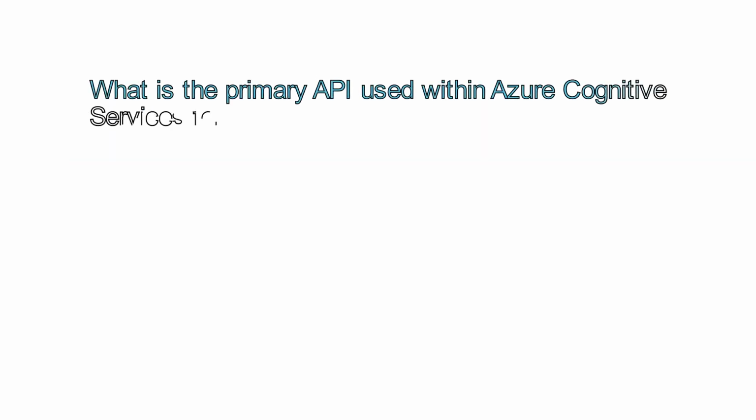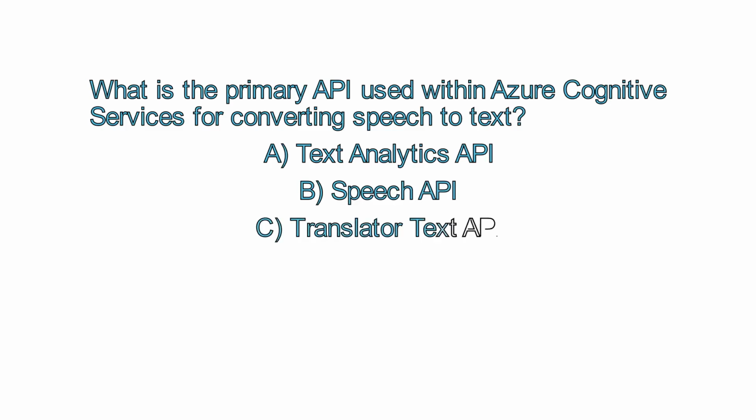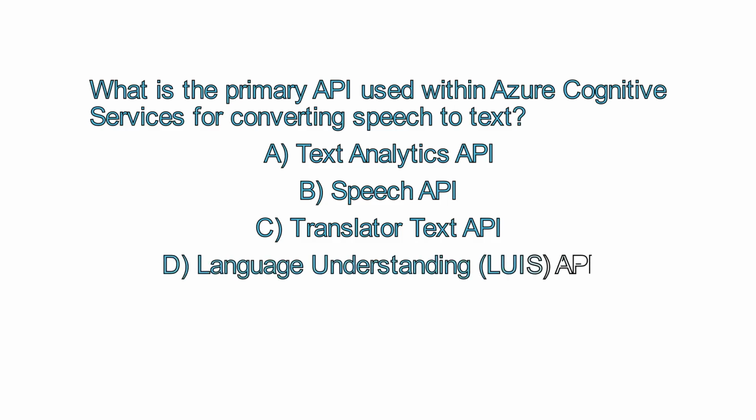What is the primary API used within Azure Cognitive Services for converting speech to text? A. Text Analytics API. B. Speech API. C. Translator Text API. D. Language Understanding API.